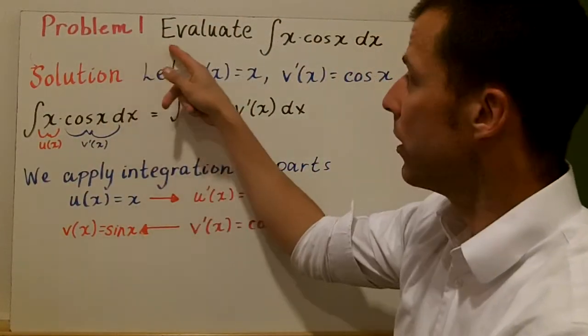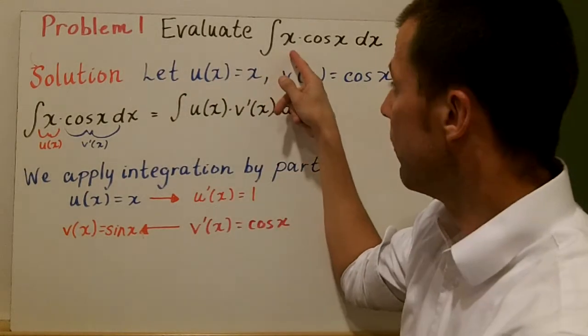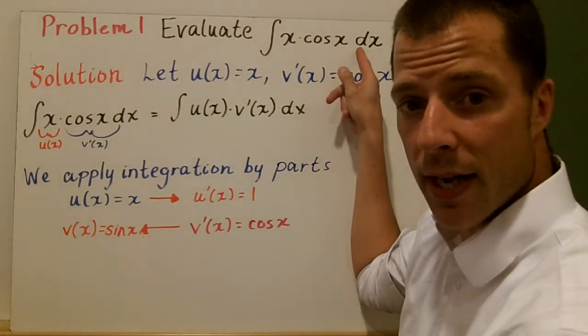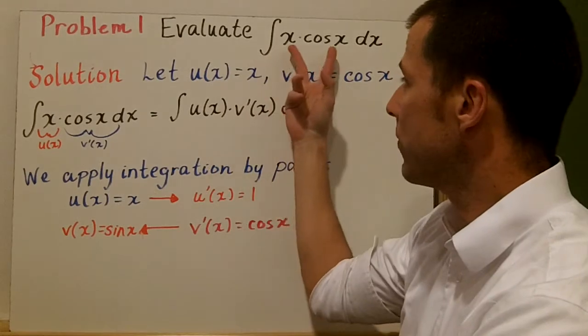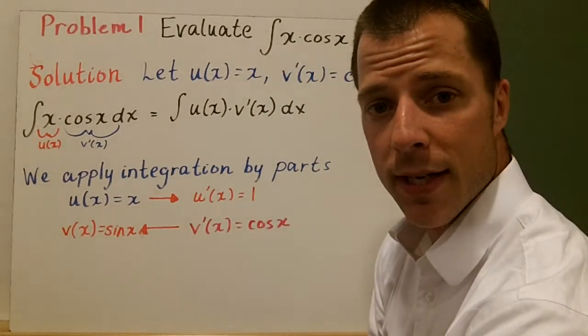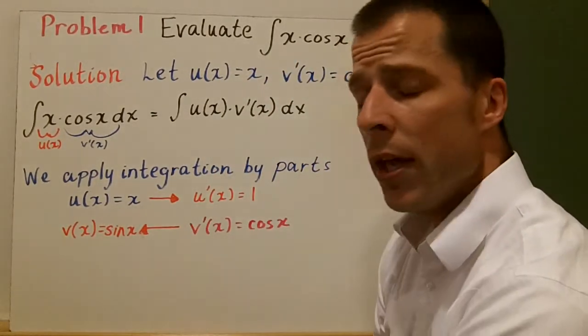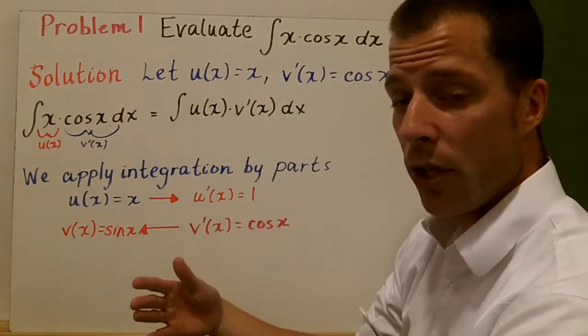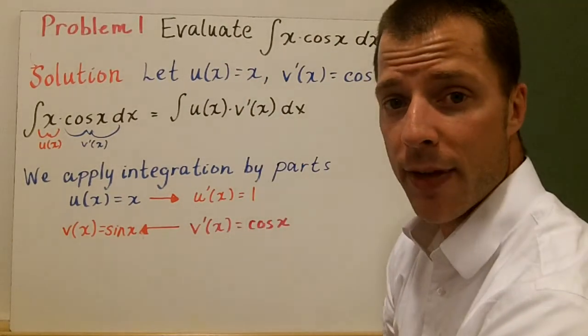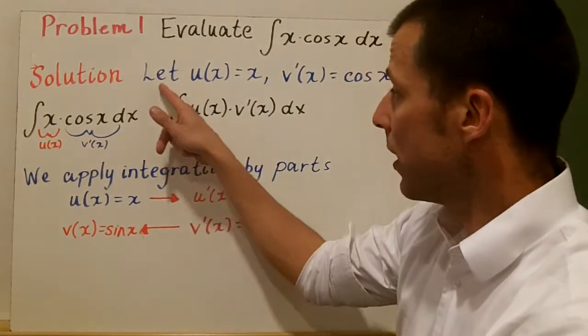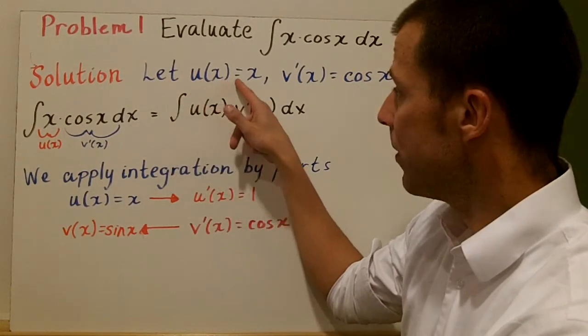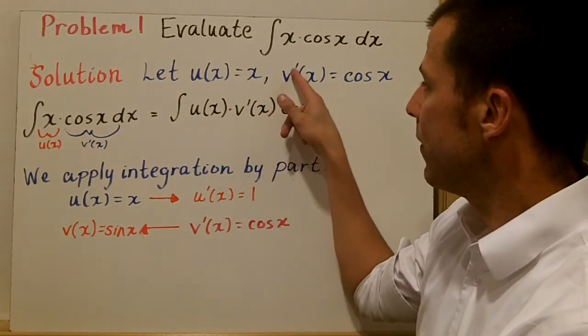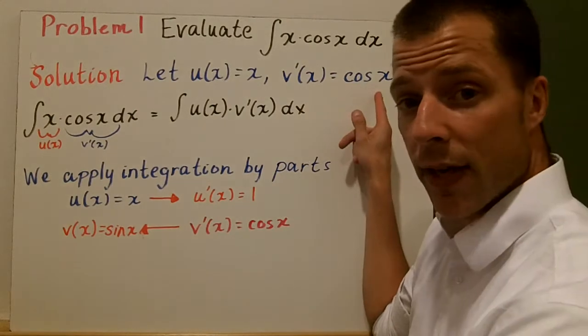In problem 1, we're going to evaluate the integral of x times cosine of x dx. Okay, so then again we have two functions being multiplied together. So the solution here is we've got to pick u and we've got to pick v prime of x. So let's just pick. I let, in this case, u of x be x and let v prime of x be cosine of x.